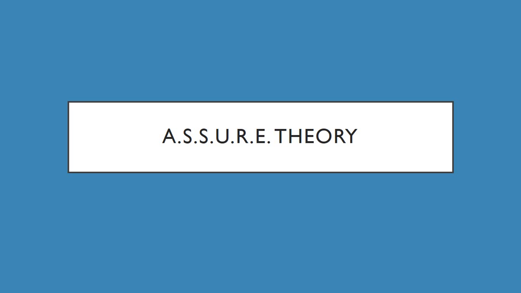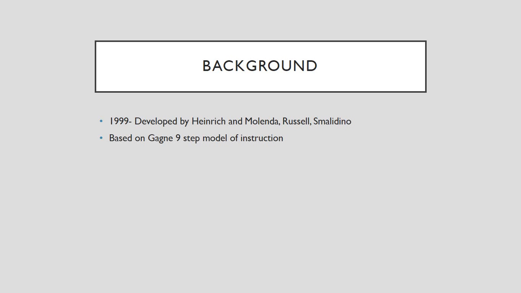Today we're going to look at the ASSURE theory for instructional design. The background was in 1999. It was developed by Heinich, Molenda, Russell, and Smaldino. It's based on the Gagné 9-step model of instruction.